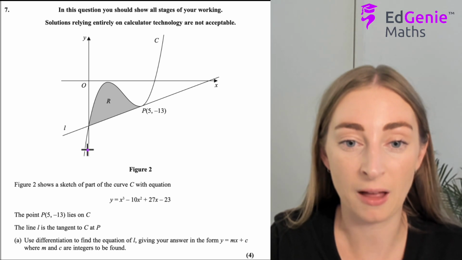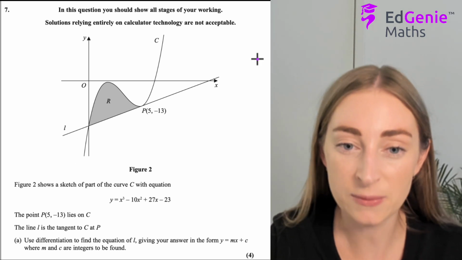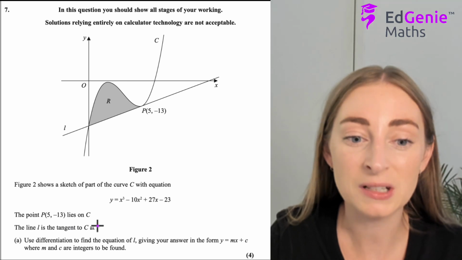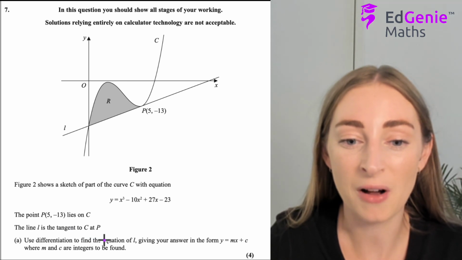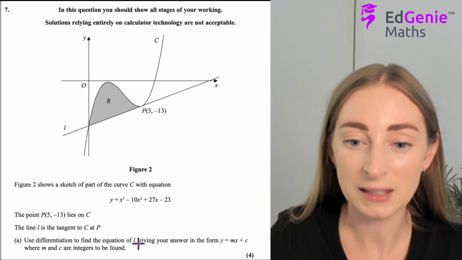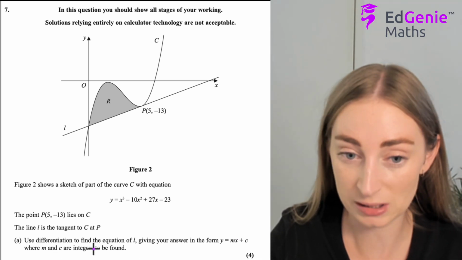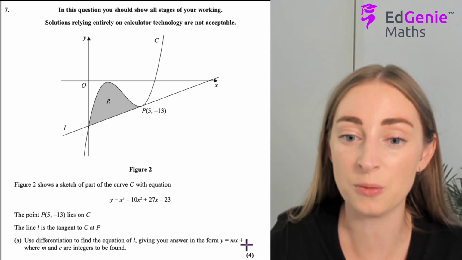So we have got a curve and we've got a line. We can see it's a tangent at this point. The line L is a tangent. Use differentiation to find the equation of L, giving your answer in this form, where M and C are integers to be found, and it's 4 marks.